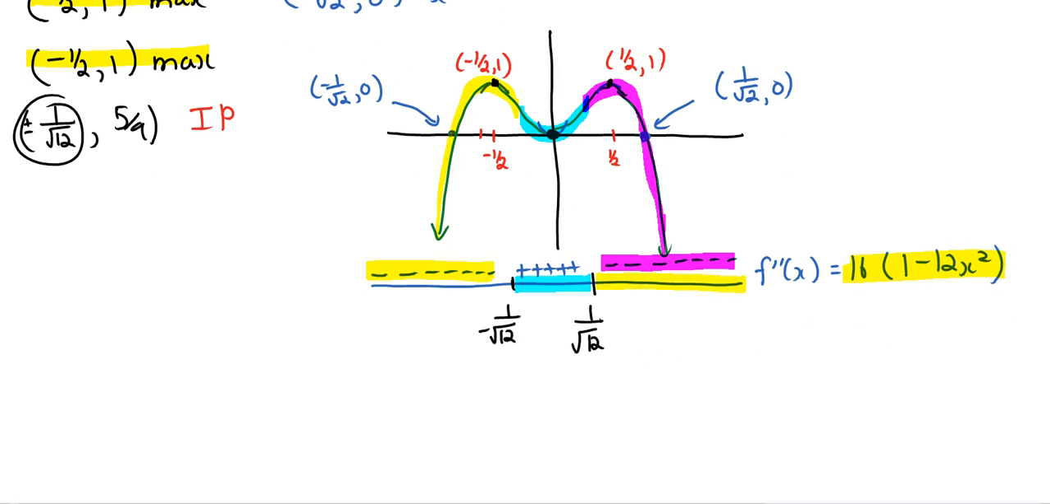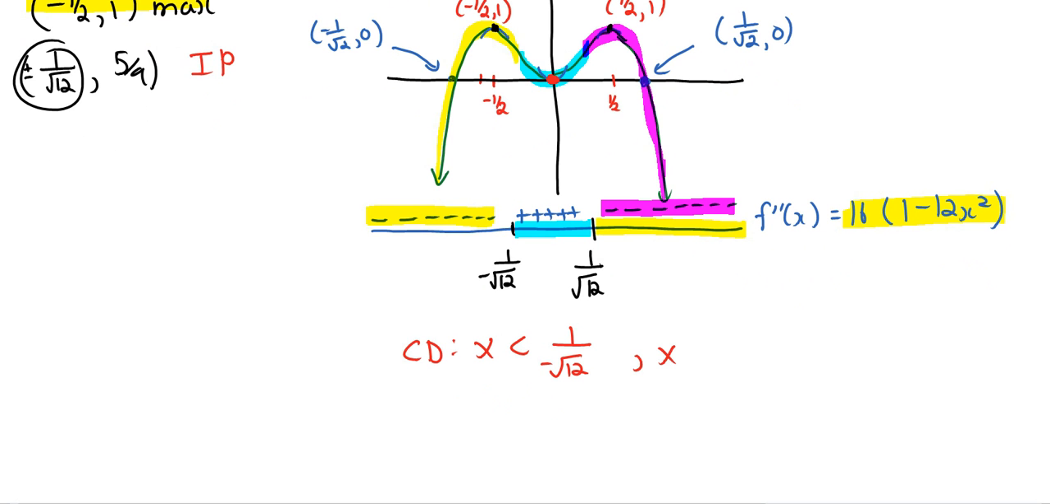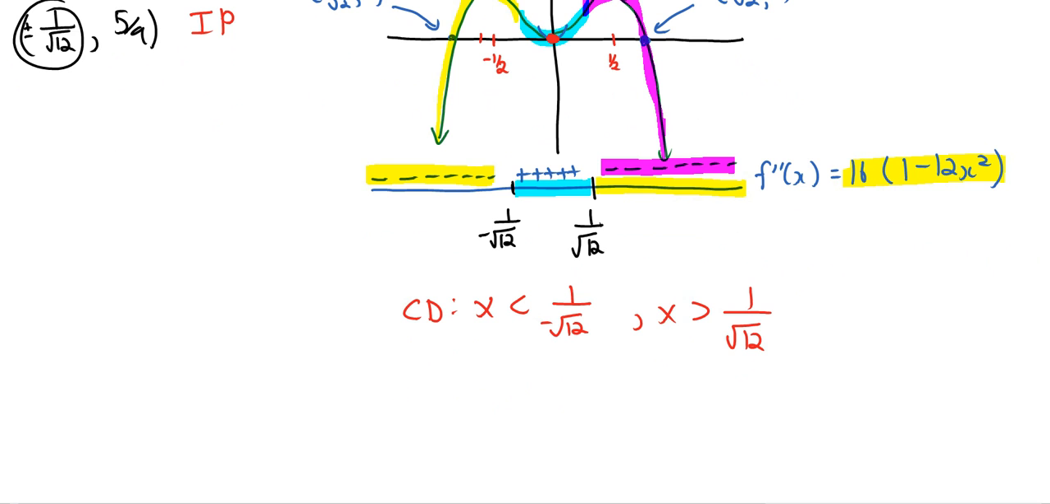So I can definitely celebrate because I know my graph looks right. Finally, just say that you're concave down when x is less than negative 1 over root 12 and when x is greater than 1 over root 12, and you're concave up when you're between those inflection points.